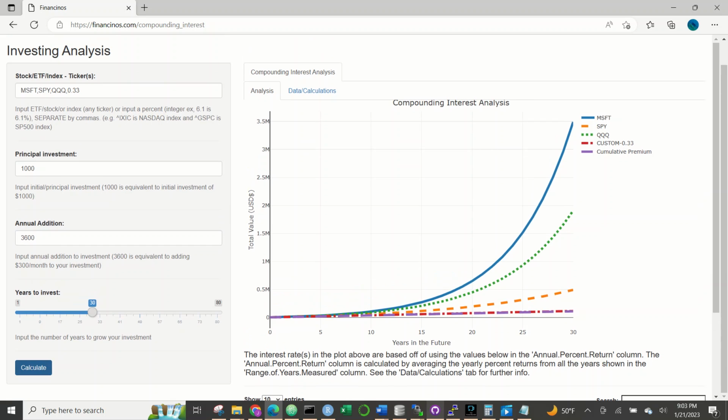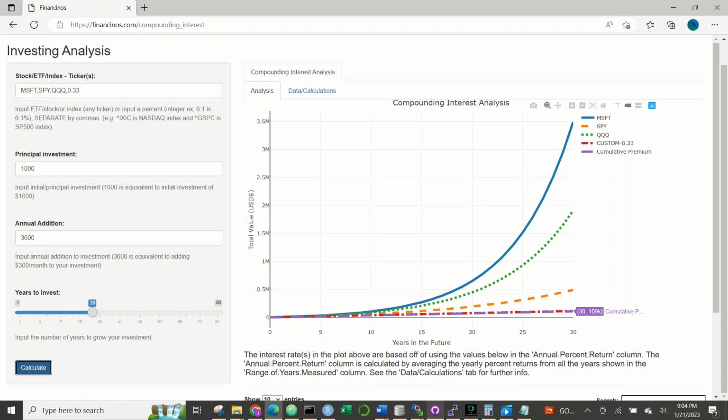I already hit the calculate button, and as we see on the plot here, we can see the legend: Microsoft, SPY, QQQ, our custom rate of return, 0.33, which is our savings account, and the cumulative premium, which is purple. That line is what it would be if we did not invest into anything, if we just added $1,000 in year zero and an annual addition of $3,600 a year without interest. So if we navigate here, we see this purple line. Let me hover over it.